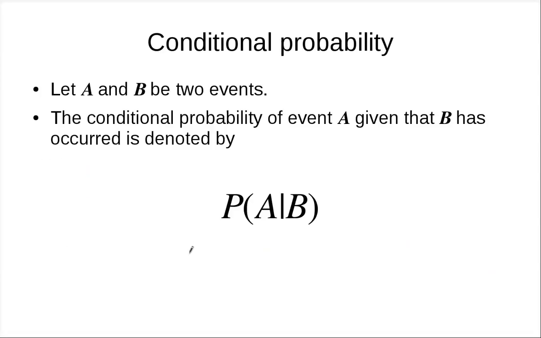All right, and we have a notation for this. So suppose we have 2 events, A and B, and the conditional probability of event A given that B has occurred is written this way. You just put this line here, saying the probability of A given B. So this is pronounced as "given".